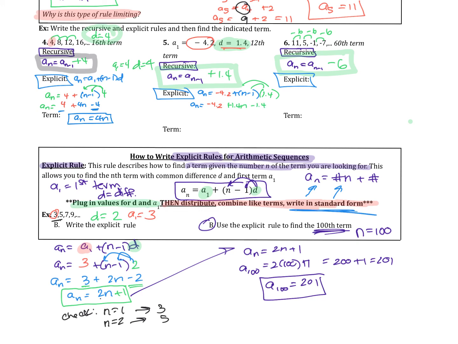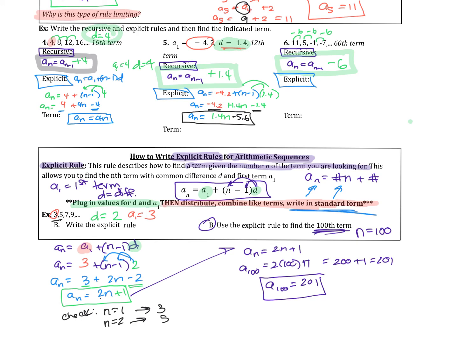And then we can combine like terms. Make sure when we write this that we're writing it in standard form. So my 1.4n is going to come first. And if I combine, let's do this here, if I combine negative 4.2 and negative 1.4, that's going to give me minus 5.6. So here is my rule for number 5. Why don't you go ahead and pause the video and work through number 6 on your own.